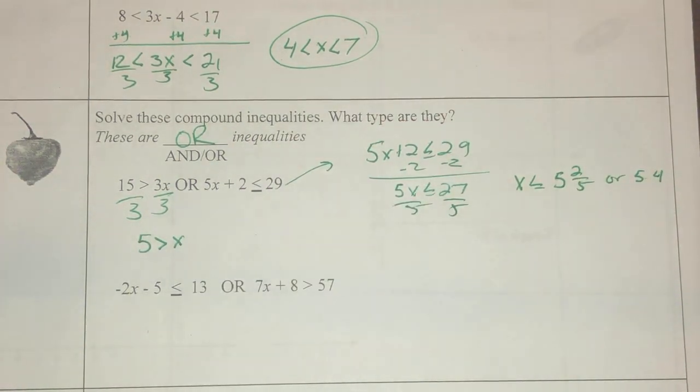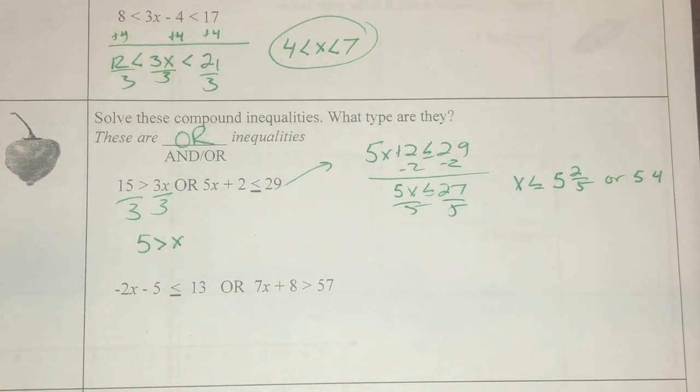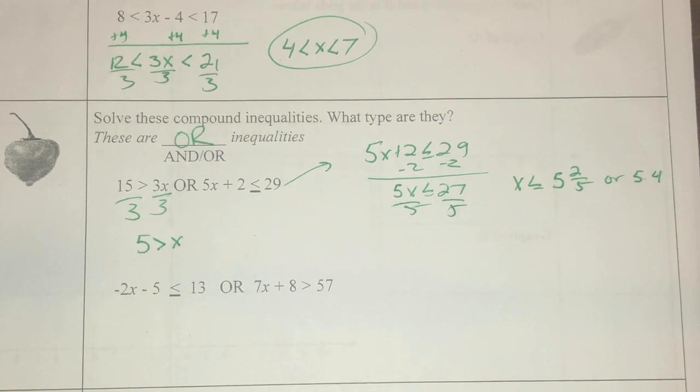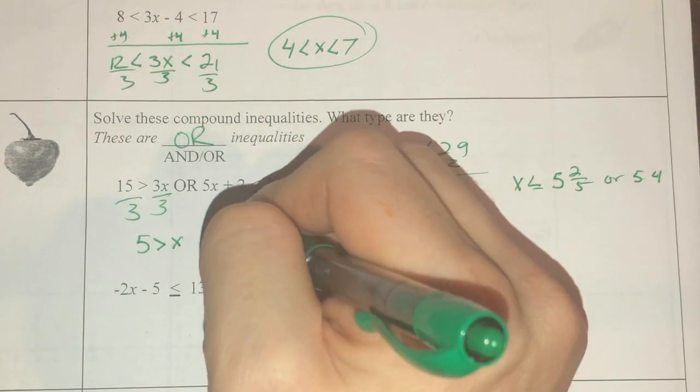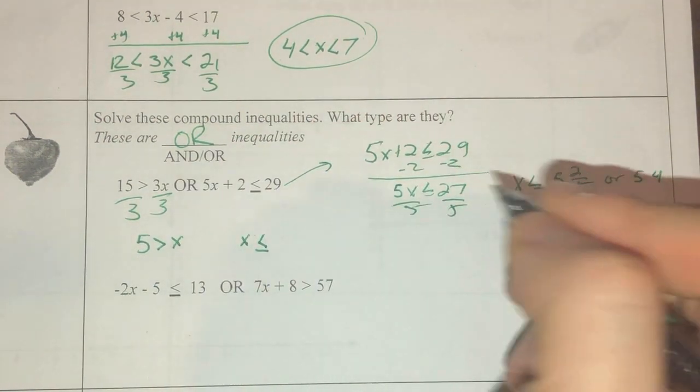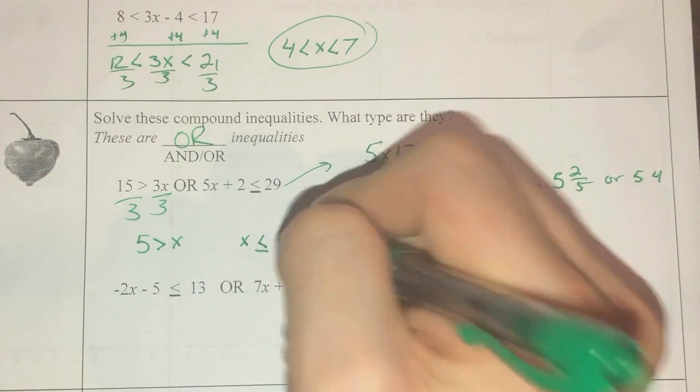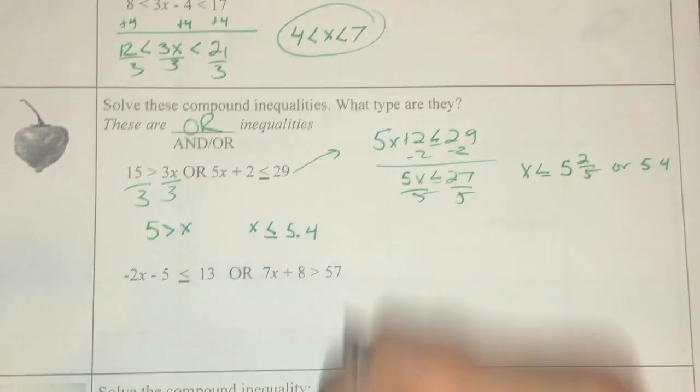So I get x is, and we've got to be careful here. Yeah, this is a weird one, right? Because the inequalities are facing away from x in both of them. All right, no big deal. So x is also less than or equal to 5.4. That'd be a funky graph here. What about the next one?